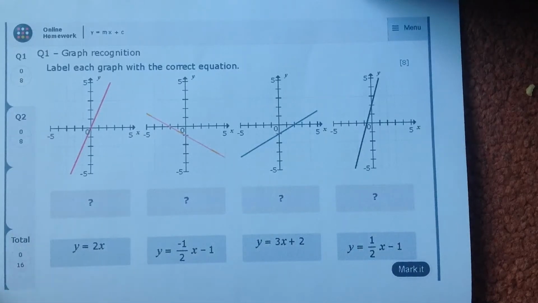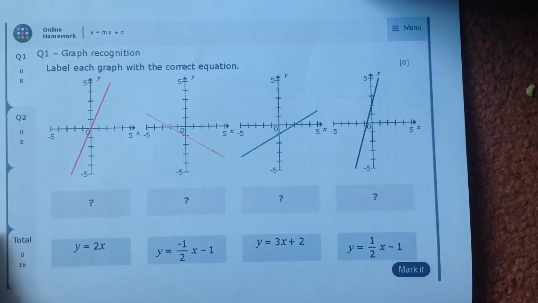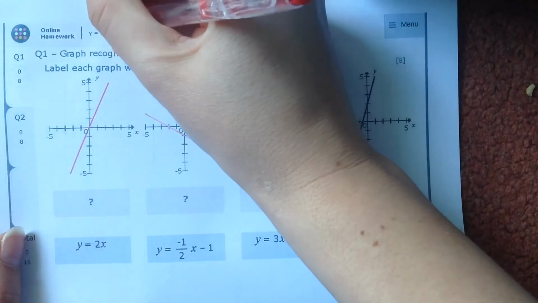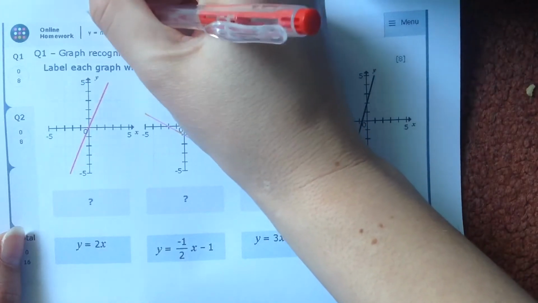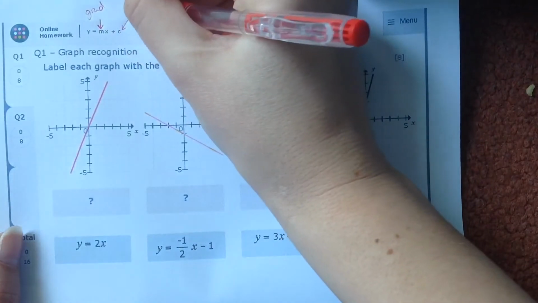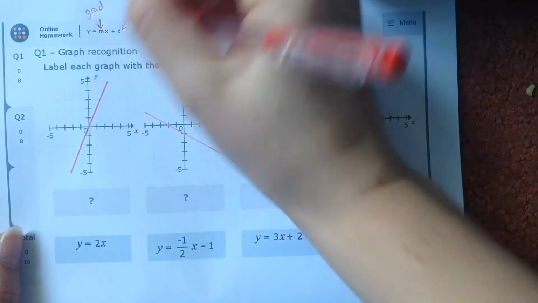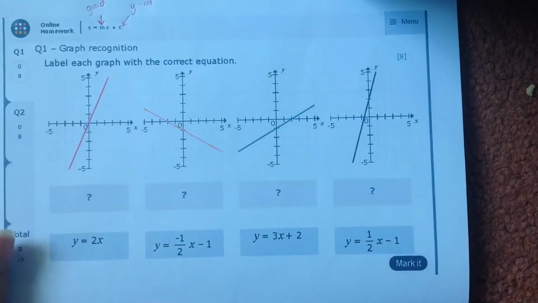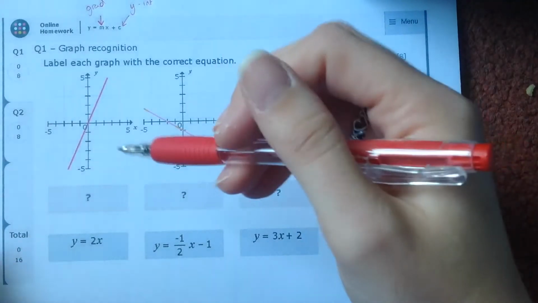The premise behind this is that all straight line graphs can be expressed as y equals mx plus c. m is the gradient, which means the steepness, and c is the y-intercept, which means where it crosses the y-axis. So, first of all, let's have a look at this graph here.